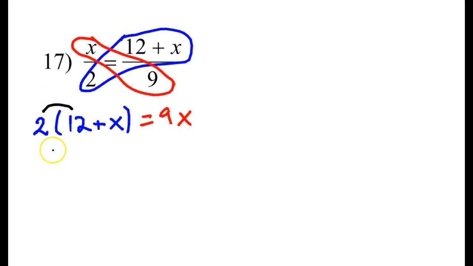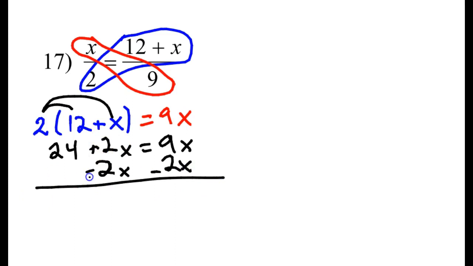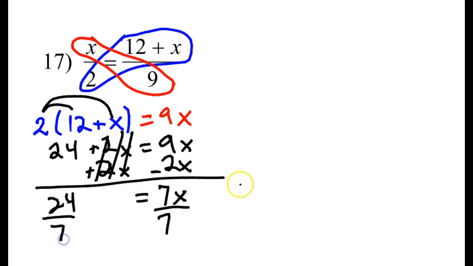So we get 2 times 12 and 2 times x equals 9x. And to solve this, I think I'm just going to subtract 2x on both sides, to get the x by itself. Subtract 2x on both sides. We have 24 equals 7 times what? And don't worry that 7 doesn't go into 24. You're going to have a lot of fraction answers, and that's okay.